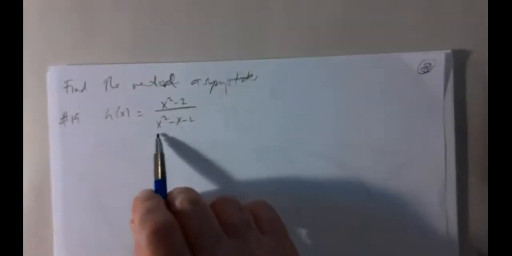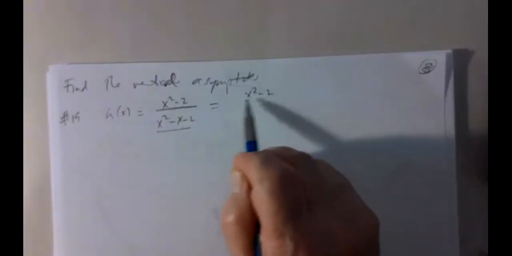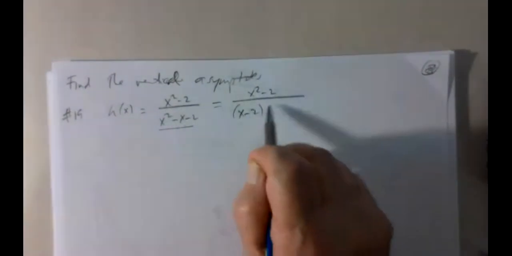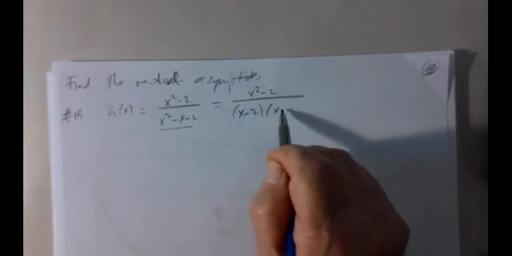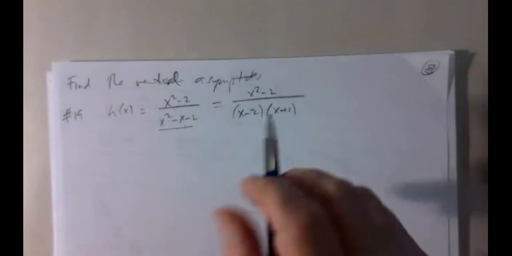Now, you have a vertical asymptote where the denominator is 0, but the numerator isn't. So we want to find out, when is this denominator 0? Well, that means solving the quadratic equation, but if you're lucky, this factors. And I think this factors into x minus 2 times x plus 1. X squared minus x minus 2, yeah.